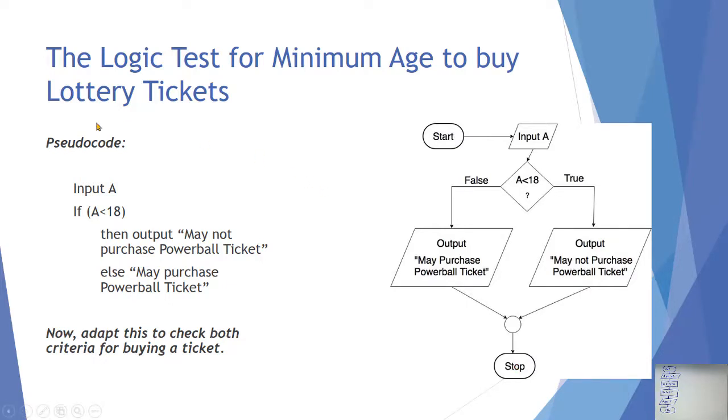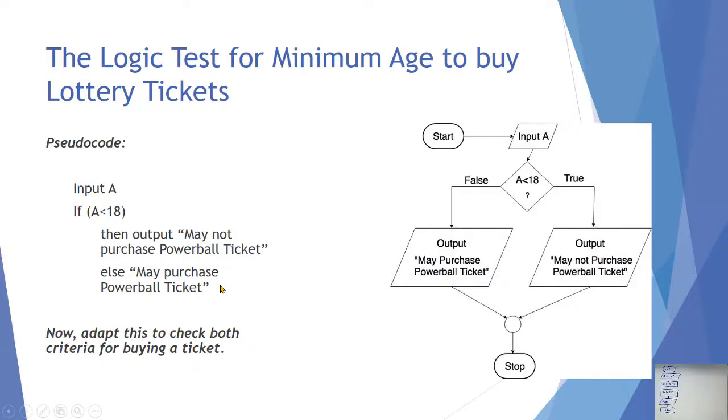Now the pseudocode for that would be pretty simple. Our first question would be, what is our input A? How old are we? If that person is under 18, well, then we have two possible outcomes. If they are under 18, then our output is, sorry, you can't buy a Powerball ticket. In other words, that would be our true criteria. Otherwise, if it's false or else, we say, you may buy your ticket.